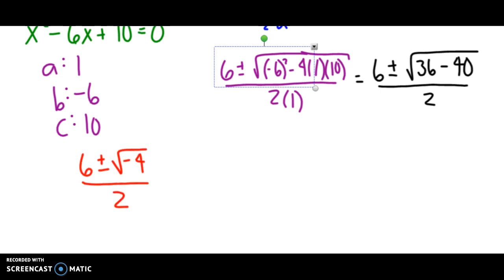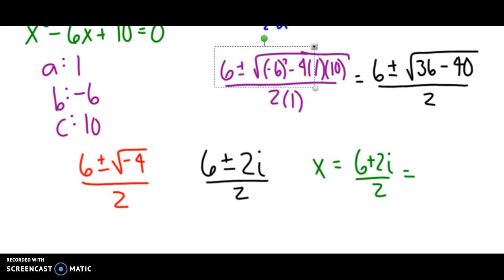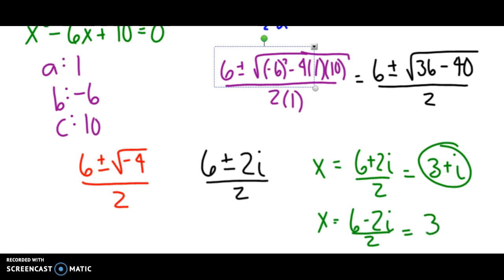Now if you want to find out what the square root of a negative number is, you can do that on your calculator. Make sure it's set up so that you can read complex numbers. But the square root of a negative is i, and the square root of 4 is 2. So I would get 6 plus or minus 2i over 2. So my two answers are going to be x equals, well, 6 plus 2i over 2 simplifies to 3 plus i. That's one of my solutions. The next one is 6 minus 2i over 2, and so that would be 3 minus i.